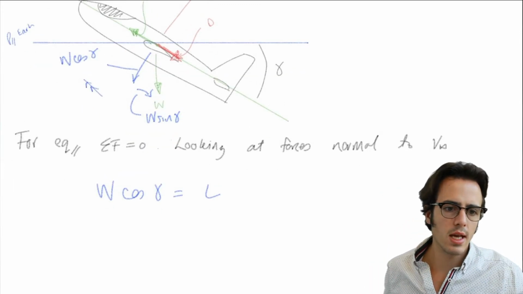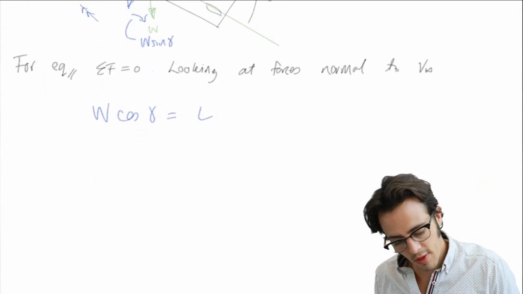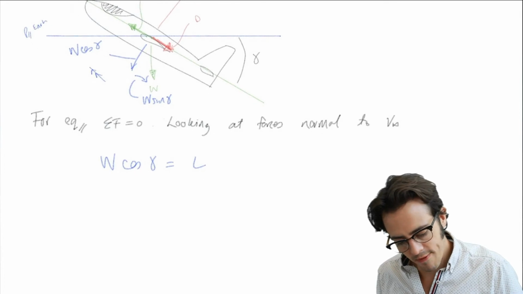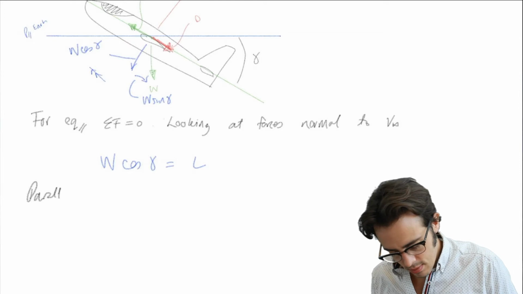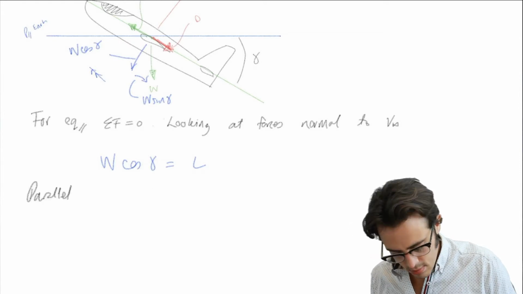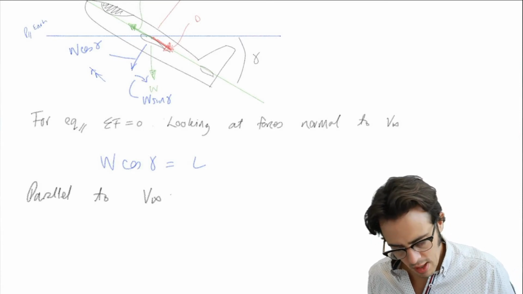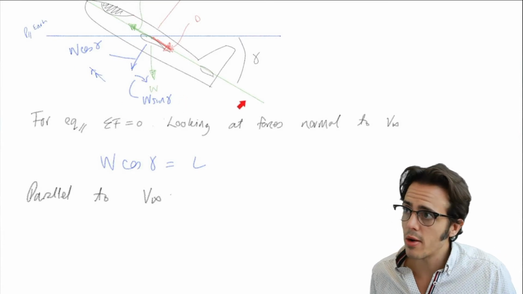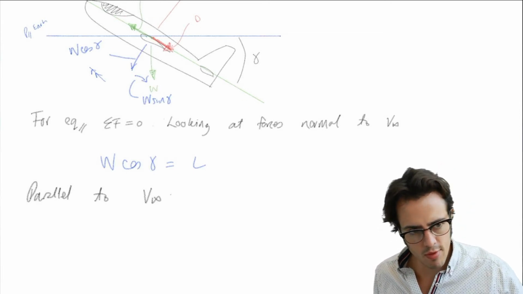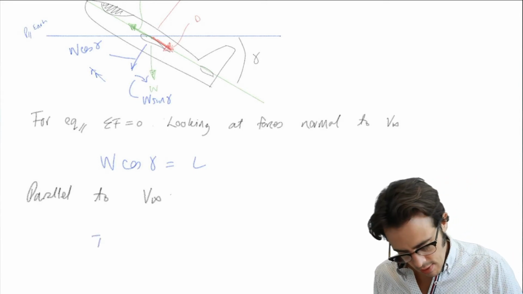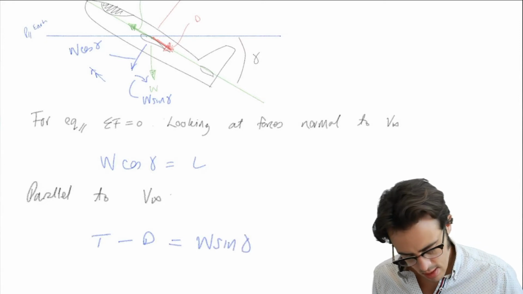Okay, then we've got a single expression there, and we can determine the climb angle as a function of the lift and the weight. We're going to do the same thing now, looking at the forces parallel to the flight path. So looking at the forces that are parallel, we've got W sine gamma going backwards, we've got thrust going forwards, and we've also got drag. So we've got three things now. So we've got thrust minus drag is equal to W sine gamma.